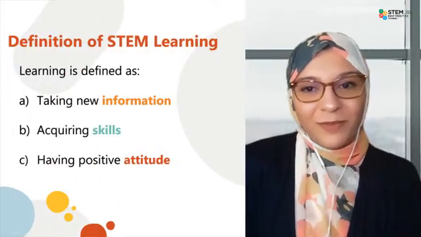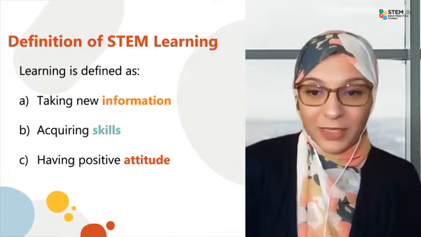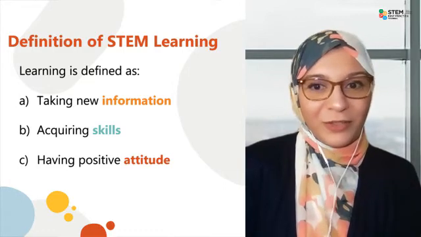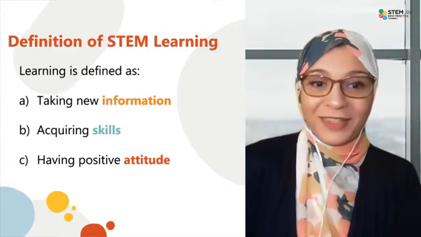From here we can jump on and try to define what STEM learning or active STEM learning is. Learning is basically defined as taking new information, acquiring skills, and having positive attitudes. So we have three aspects: information, skills, and attitudes. For students, STEM is the integration between skills and content.